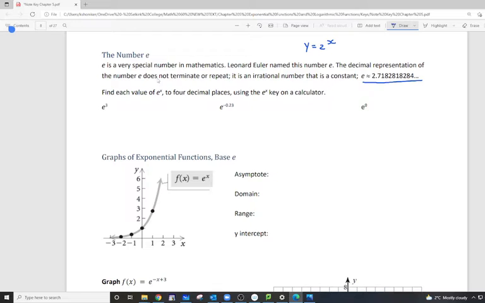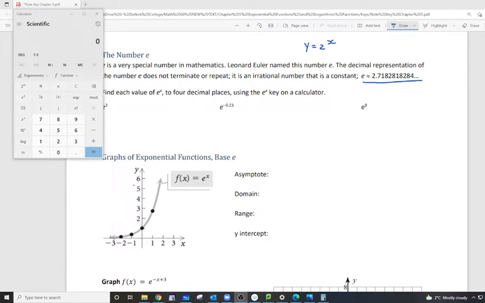Well, what Leonhard Euler found out was that things don't double in nature. They don't triple, they don't halve. They actually grow continuously. So this natural base e represents continuous growth. That's more than you need to know right now, but I think it makes it relevant. We are going to learn how to graph and interpret graphs of exponential functions with a base of e. The first thing I want to do is practice plugging these numbers into a calculator.